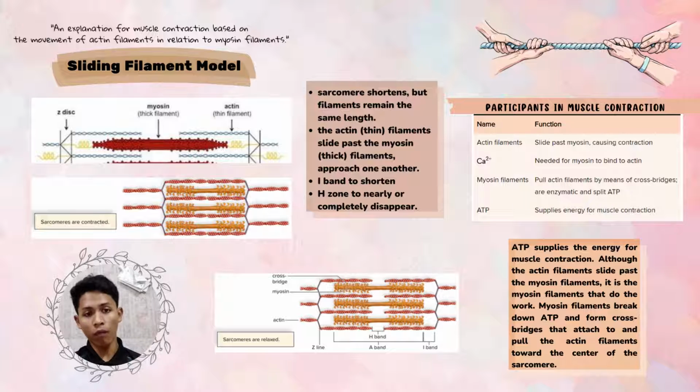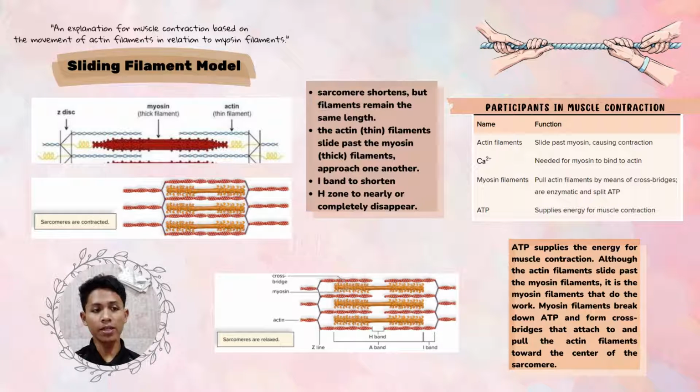When you play tug of war, your hand grabs the rope, pulls, lets go, attaches further down the rope and pulls again. The myosin heads are like your hands, grasping, pulling, letting go, and then repeating the process.